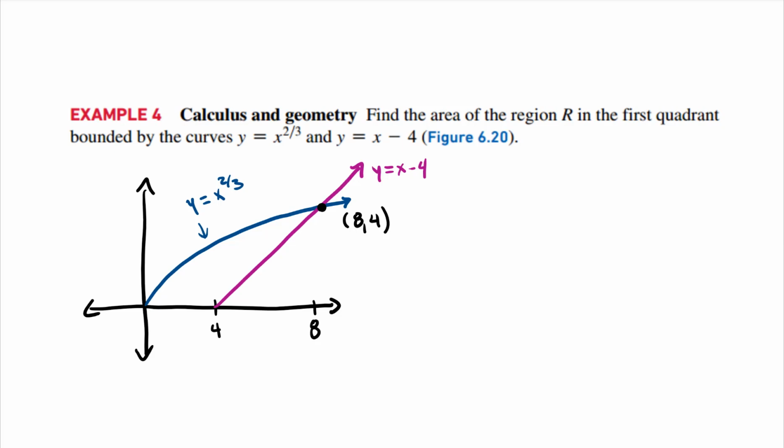So we want to find the area of the region R in the first quadrant bounded by the curves y equals x to the 2/3 and y equals x minus 4. So we are looking to find this area here that's trapped in between the curve and the line. Now, we can do this in terms of x's. There's no reason why you couldn't.